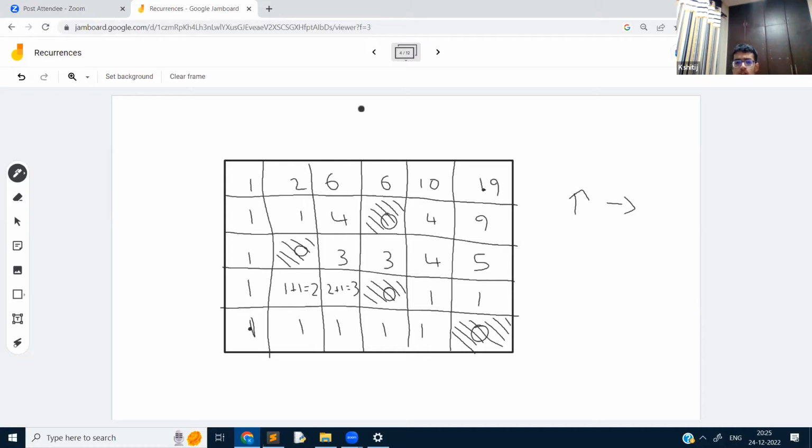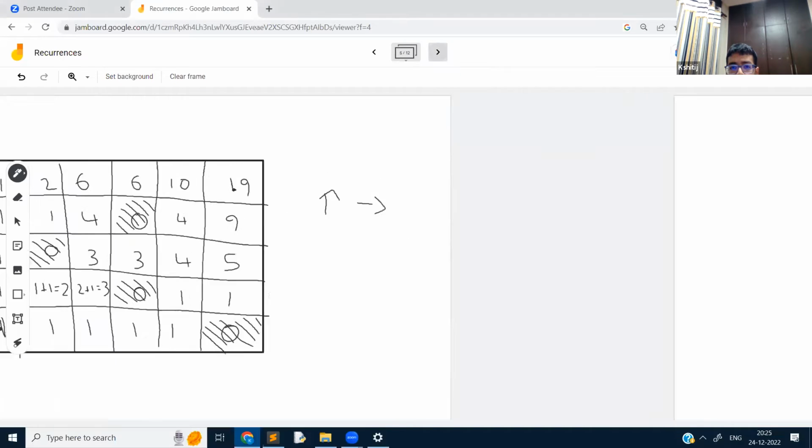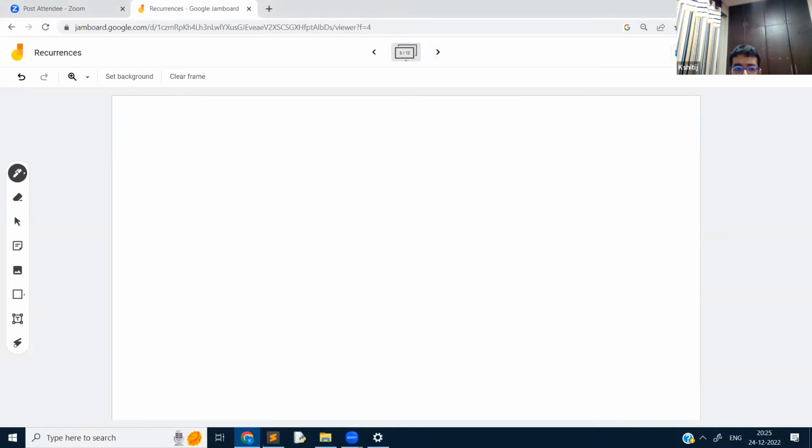So now the number of ways to visit this cell is 90. We can write it a bit formally. Let Aij be the number of ways to reach the cell in the ith row from the bottom and jth column from the left, from the bottom left corner.